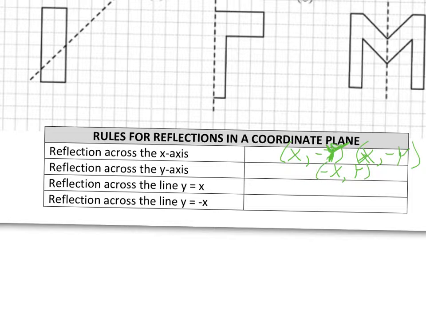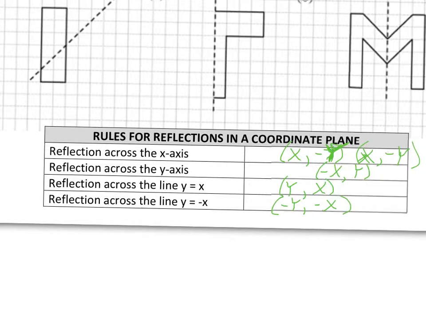In a minute we're going to talk about the y equals x, so let's just fill this chart in. We make our y-coordinate my x-coordinate and my x-coordinate my y-coordinate. And when I have y equals -x, that's the line I'm reflecting across. Then I make my y my x, but I also change the sign. And I make my x my y, and again I also change the sign.